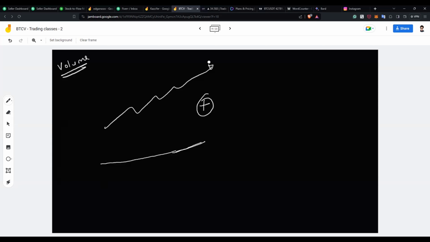If the market is moving in the upper direction, also the volume is also increasing.